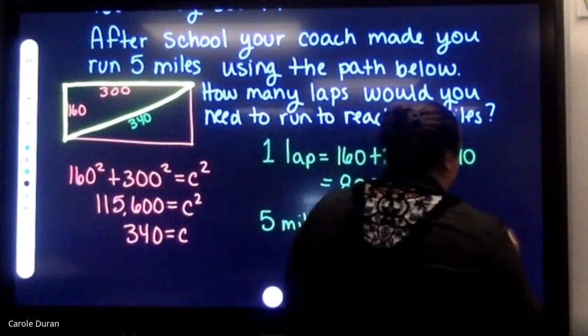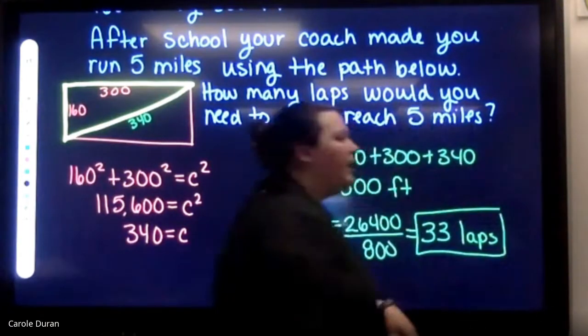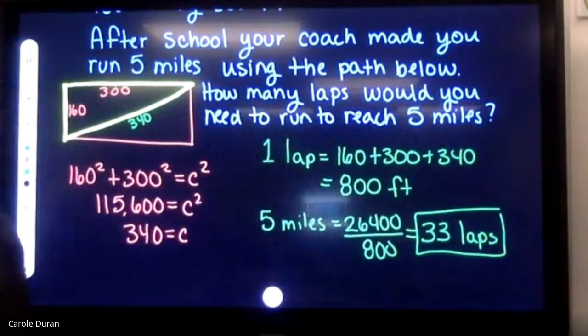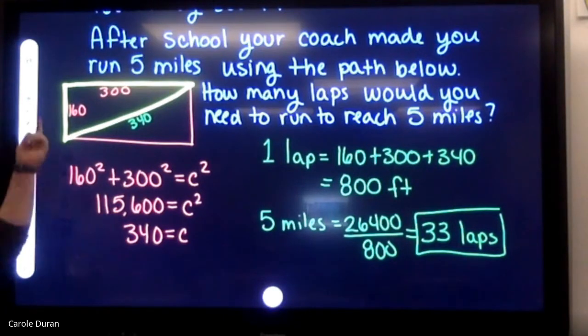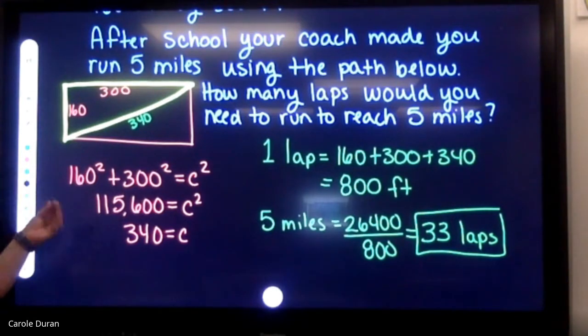So using right triangle properties and theorems, we were able to solve this problem and figure out it would take 33 laps to reach a distance of 5 miles along this path. Any questions, concerns, or issues with any of that? Obviously, this is not realistic.